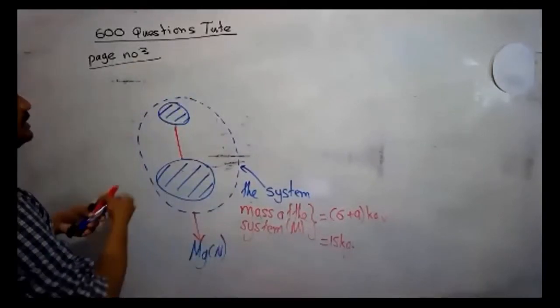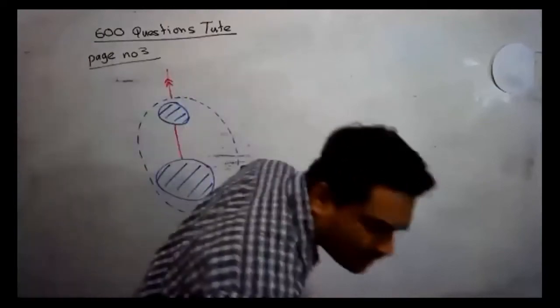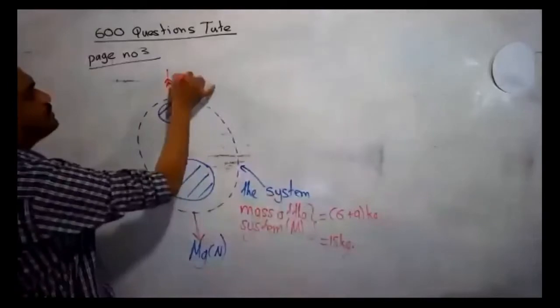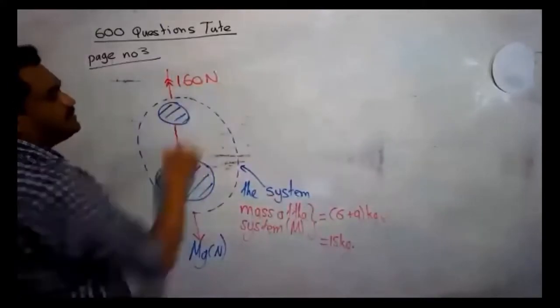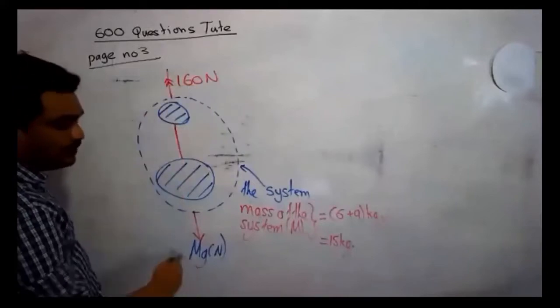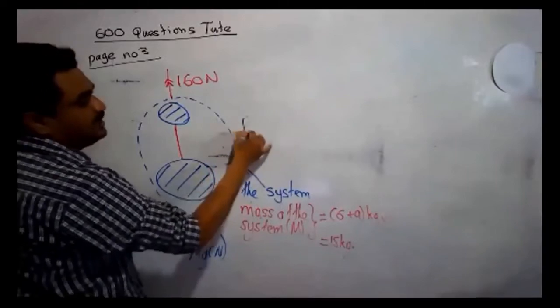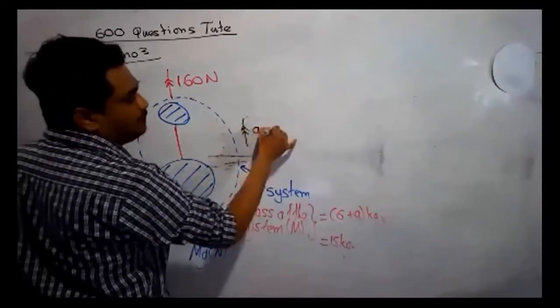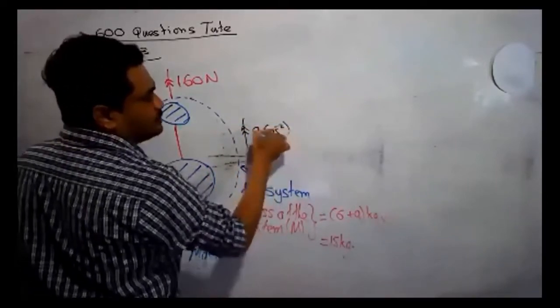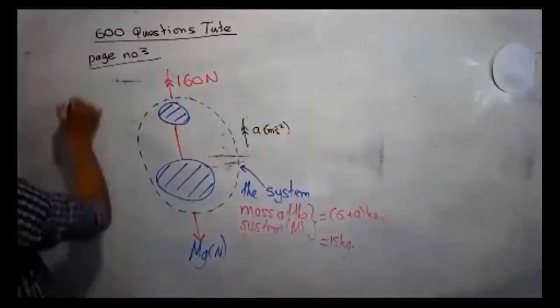The total force acting on the system is given as 160 Newton. Under the influence of 160 Newton and capital Mg force, do not forget to use capital M, the entire system is moving up with an acceleration of simple a meter per square second. I am going to find this simple a.